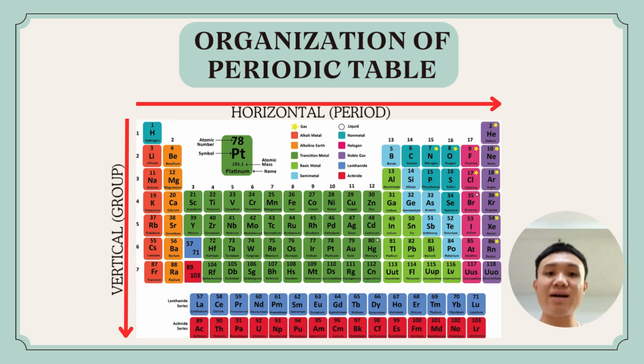A periodic table consists of 18 groups and 7 periods, but we will be ignoring the lanthanide series and actinide series.